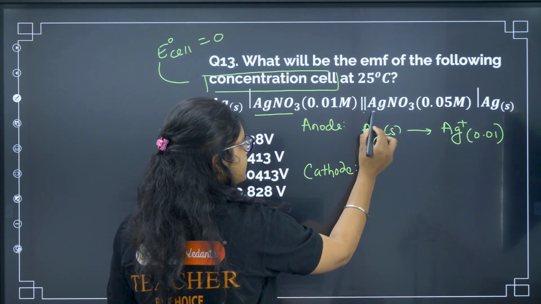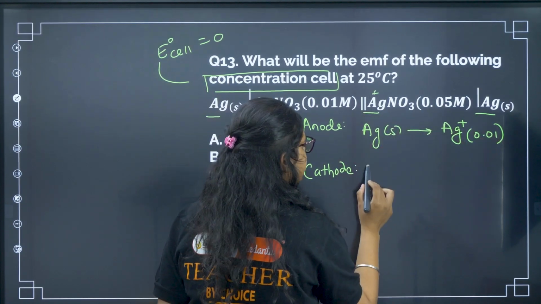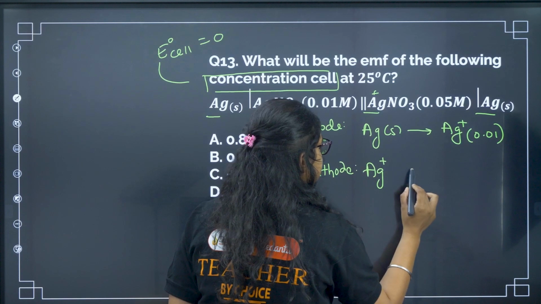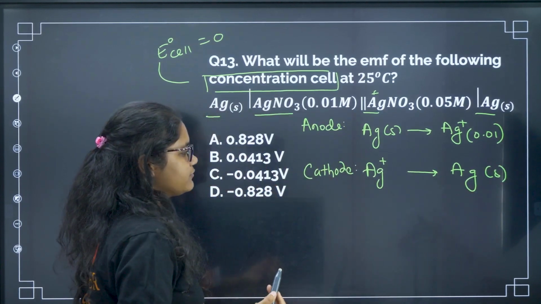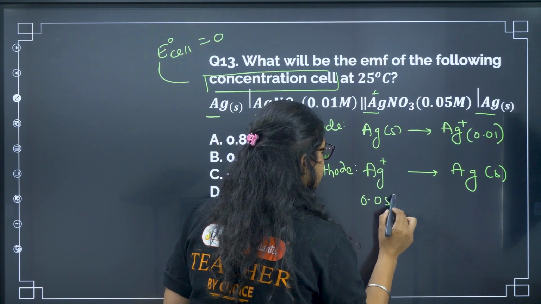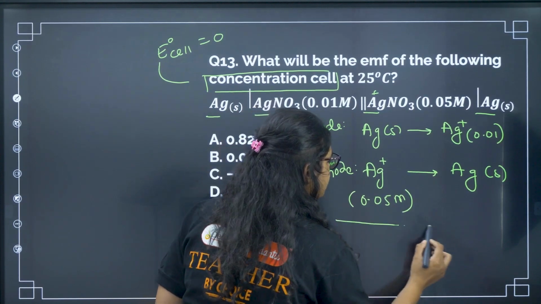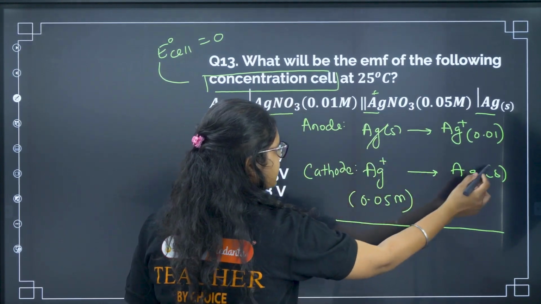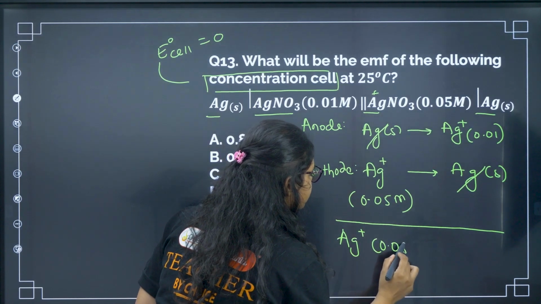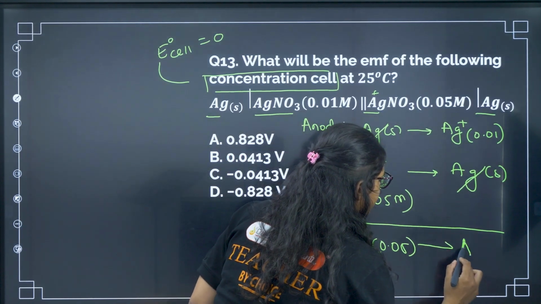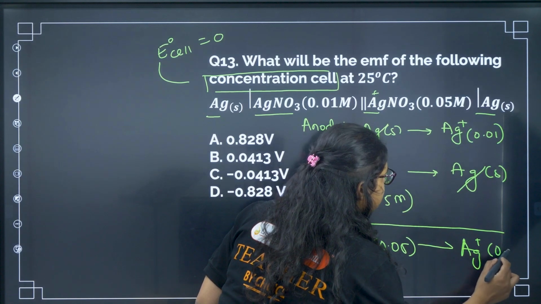Now what will be the reaction at cathode? Right, at the cathode, you see Ag plus is getting converted to Ag. Here what is the concentration of Ag plus? That is 0.05 molar. Okay, now if we add both reactions, this one will get cancelled. I'll get Ag plus 0.05 to Ag plus 0.01.